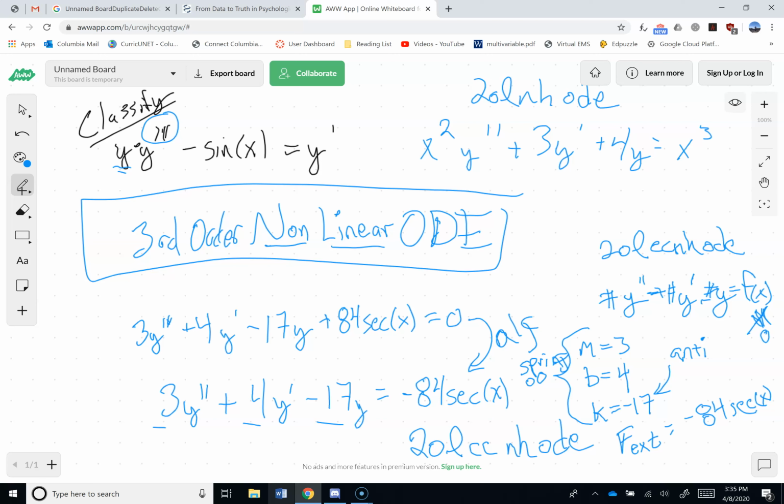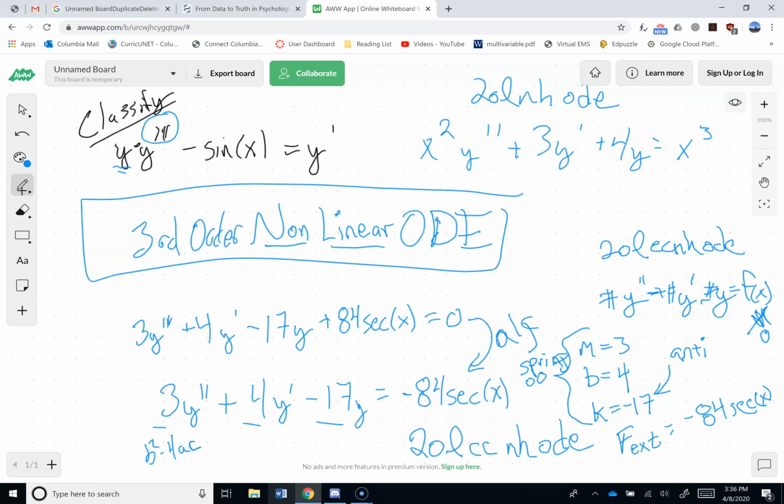So if we wanted to find out whether it was anti-damped, or over-damped or under-damped, we could take a look at this situation here, and we really need to calculate b squared minus 4ac and see whether that's positive, negative, or zero.